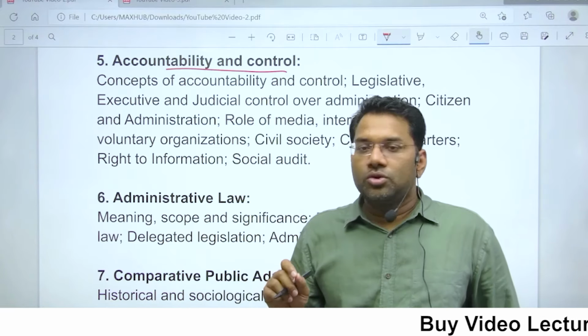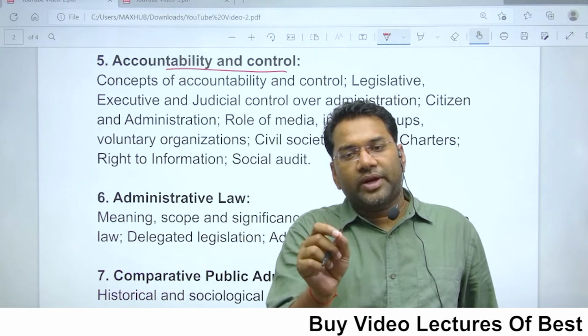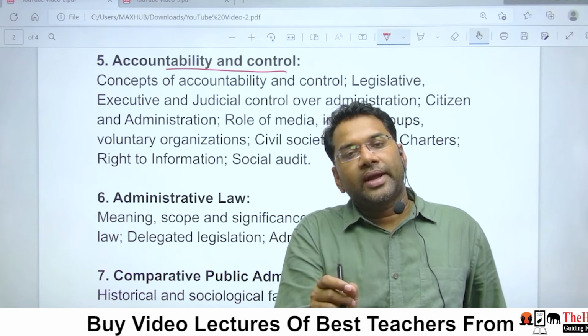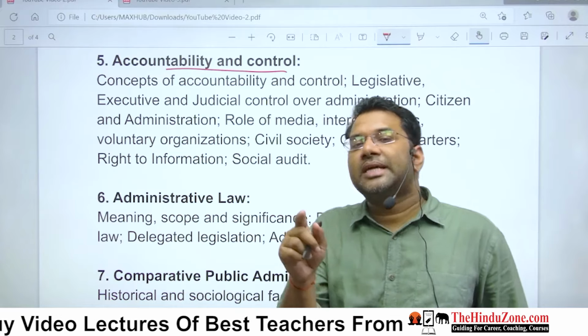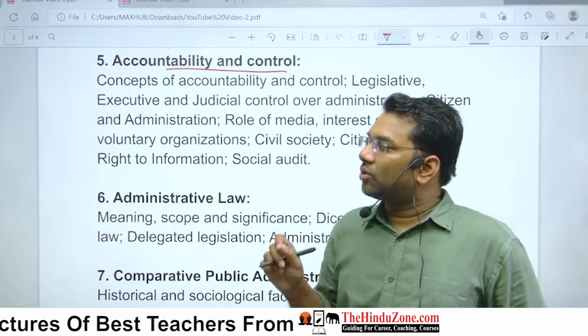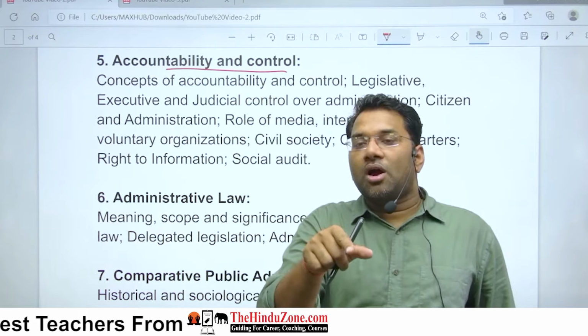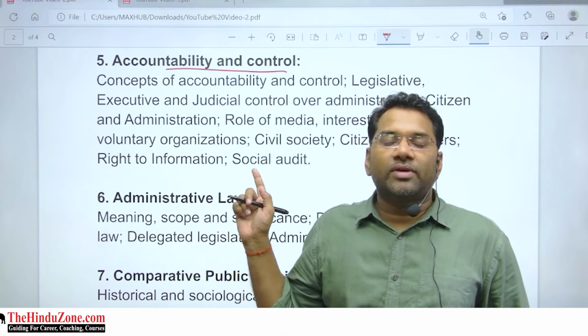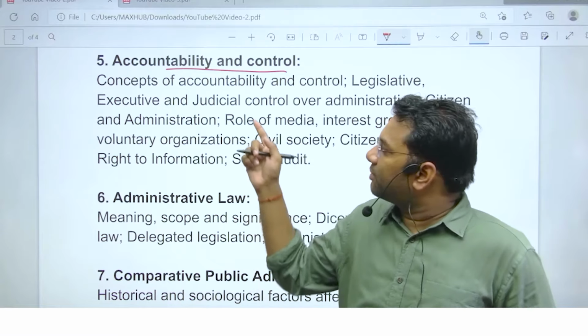Accountability and control. So when you become the IAS officer, you will not be allowed to do whatever you want. Okay, and how will it be checked? It will be checked through the accountability and control. In order to ensure the accountability of every organization or every individual, various kinds of controls are exercised. उसके बारे में हम बात करेंगे.